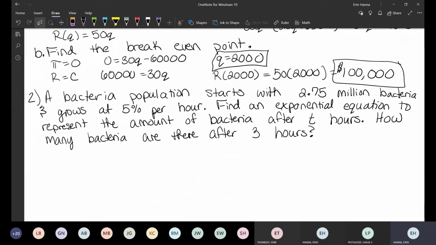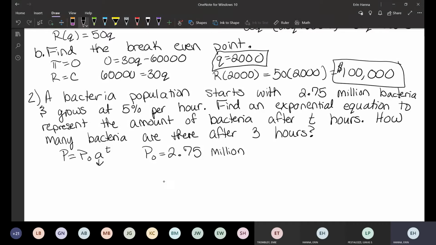A bacteria population starts with 2.75 million bacteria and grows at 5% per hour. Find an exponential equation to represent the amount of bacteria after t hours. How many bacteria are there after 3 hours? So for exponential functions, we're always looking for some P naught a to the t, where P naught is our initial value, and the initial value we start with here is 2.75 million. So we don't have to write that as an actual million. You could if you really wanted to, but I advise against it. Just keep the unit on there when you're keeping track of things.